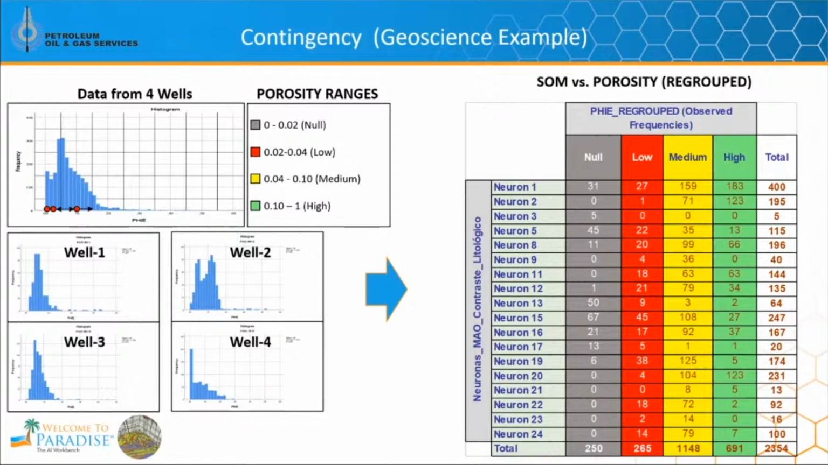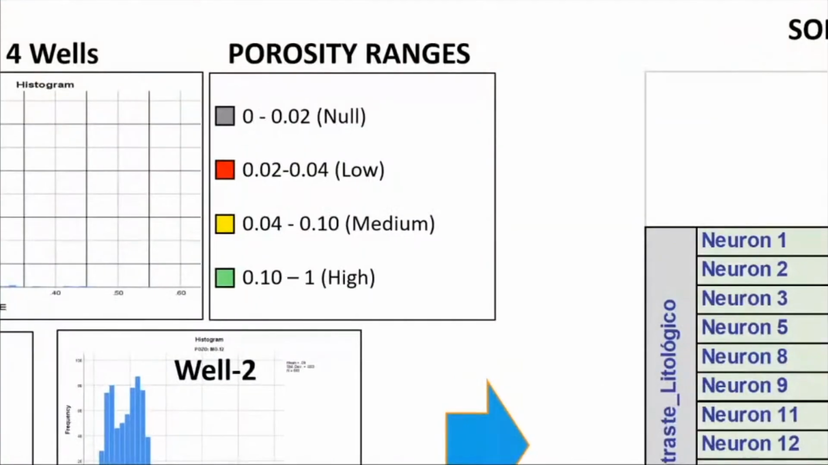Okay, another contingency table built from a continuous property, in this case porosity. The first thing that we have to do is to regroup this continuous variable, the porosity, into classes, in this case by ranges, so you will be able to compare categorical values with neurons, discrete values. So in this case, we regroup the porosity by these ranges: null, low, medium, or high porosity.